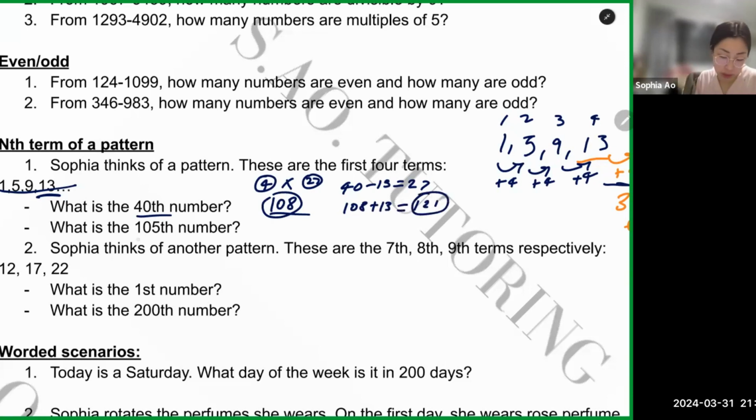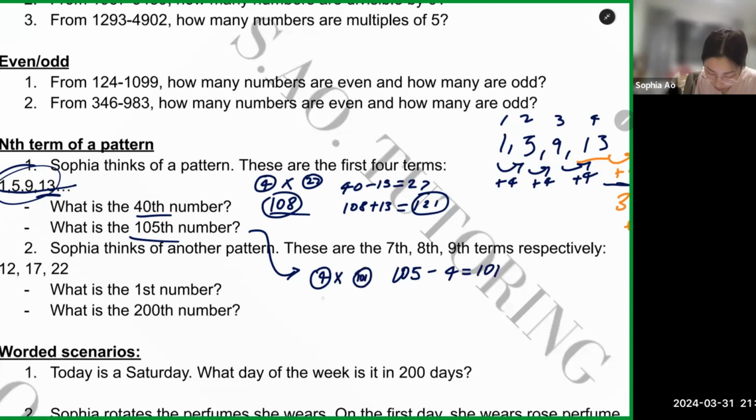I'll show everyone really quickly for the 105th number using the same pattern. So the step size is 4, but this time I'm going from the 4th number to the 105th. So I'm going to go 105 minus 4 and I get 101. Then I do 4 times 101 and I get 404. That's what one collective leap from the 4th to 105th number would be. Make sure you add on 404 to 13. You get 417, easy, okay?